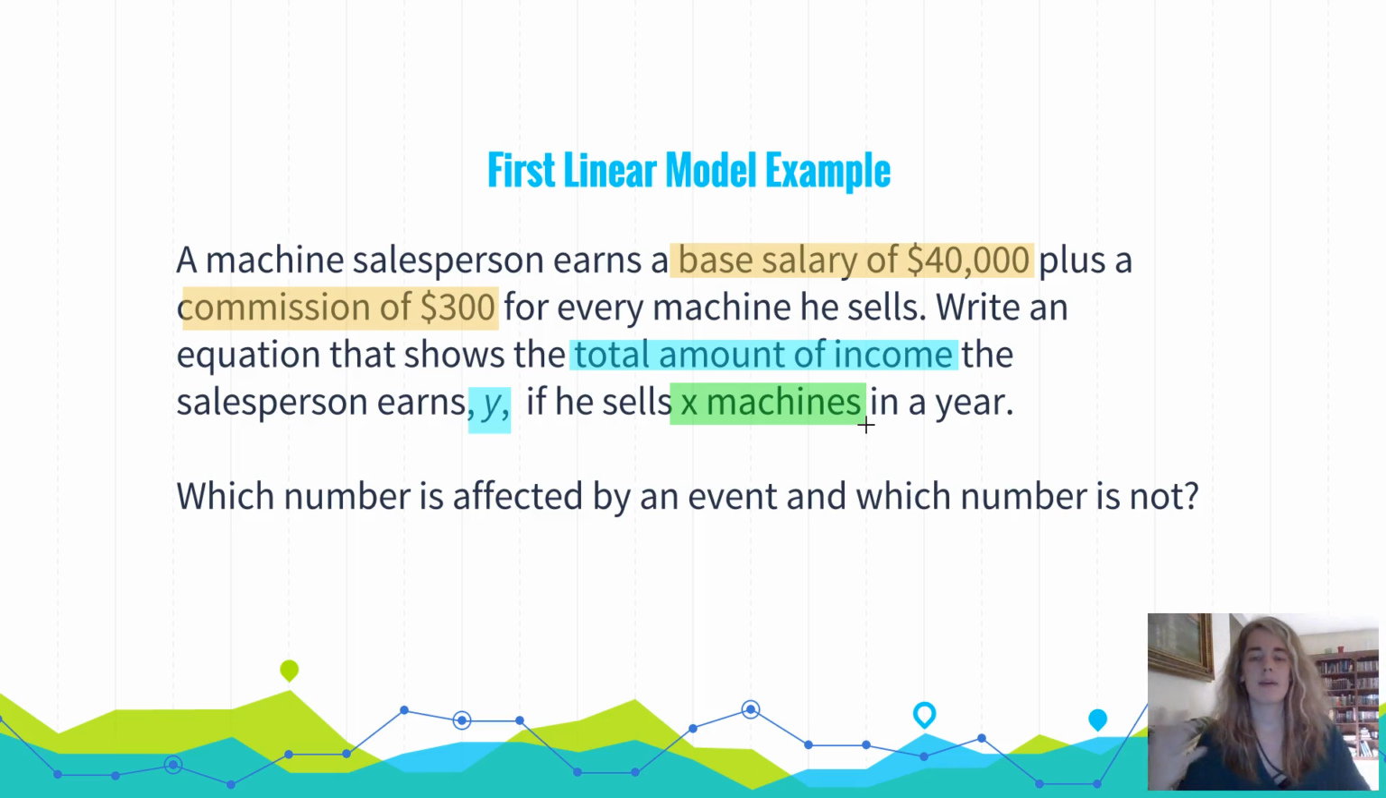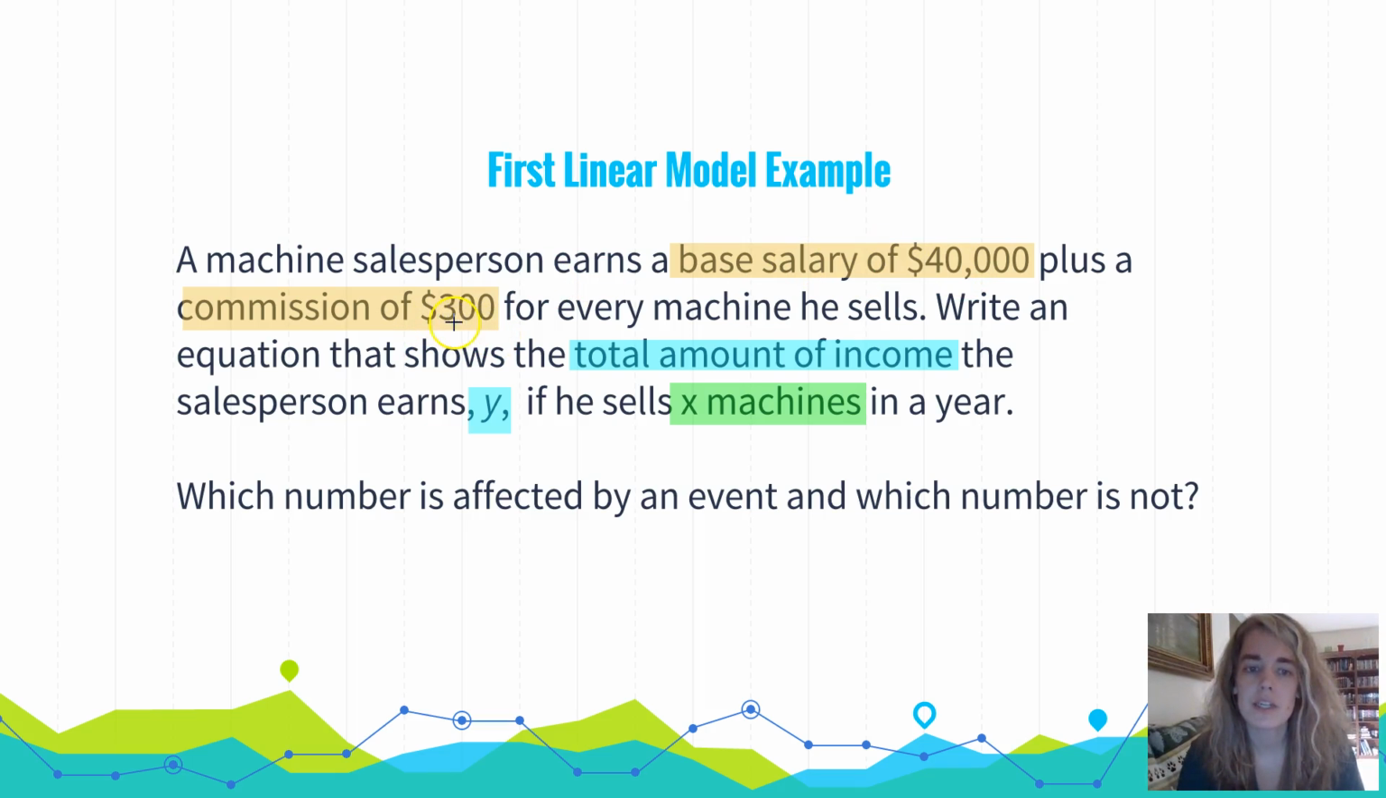Well, think about it this way. If he sells 2 machines, is he going to be earning $80,000 extra, or is he going to earn $600 extra? So which one of these things is going to be multiplied by that 2 machines he is going to sell? Which one actually makes sense? Does it make sense that he's going to take his salary and double it, or that he's going to take his commission and double it?